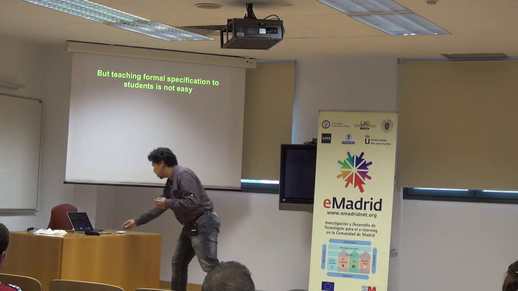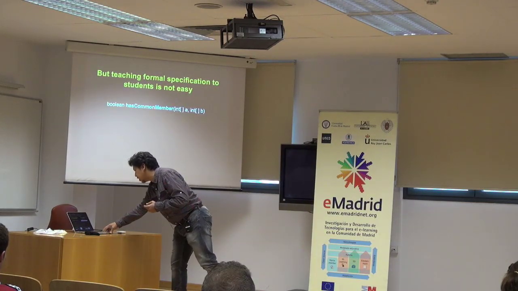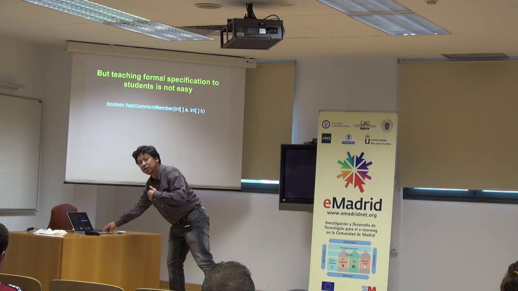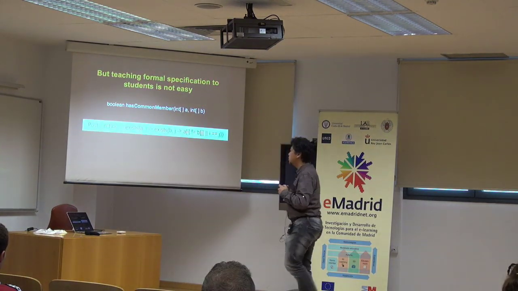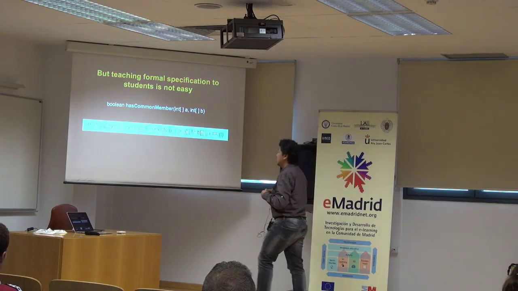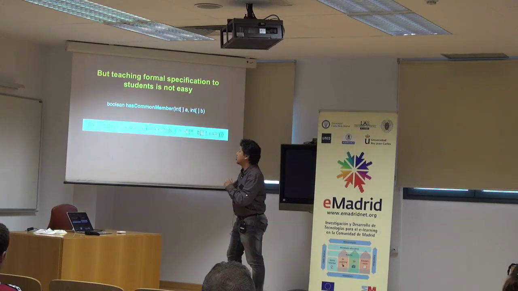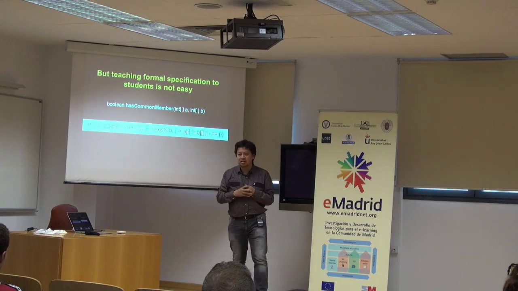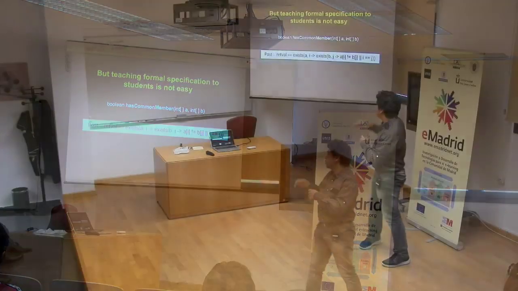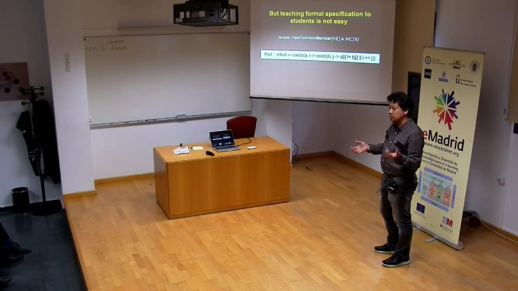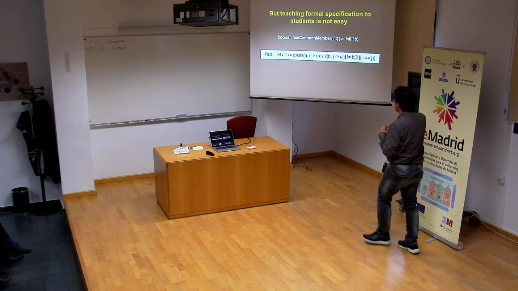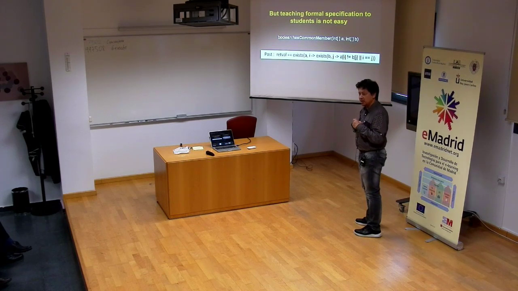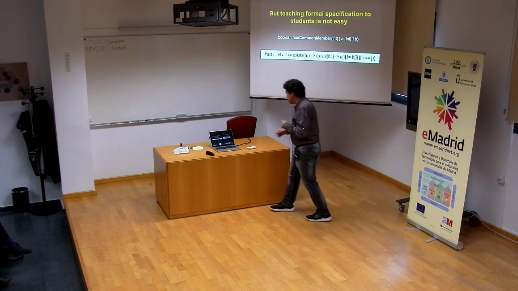So this is an example of answers that you can get from students, from my students at least, when I ask, write a specification for methods like hasCommonMember, given two arrays of integers. This method is supposed to return a Boolean. It checks whether the intersection of the two arrays is not empty. You can get answers like this.